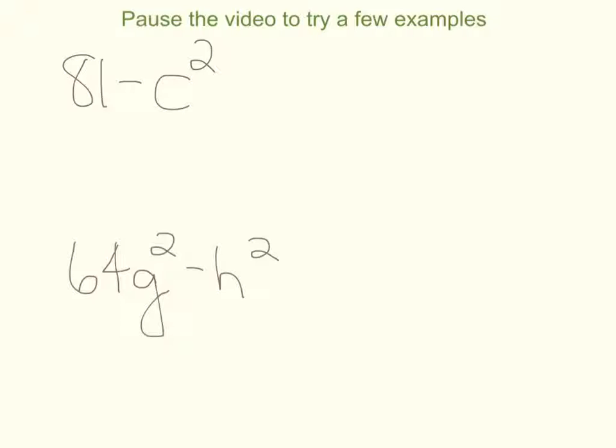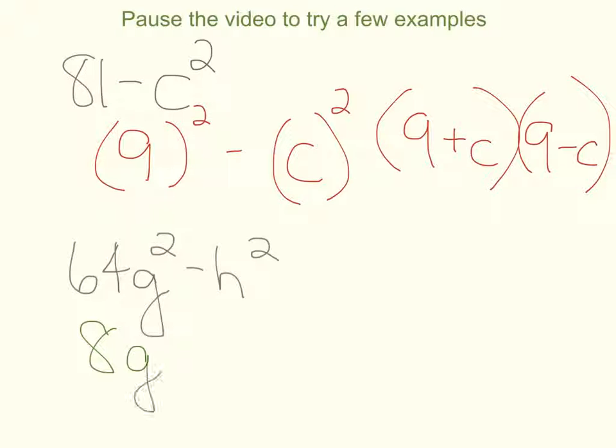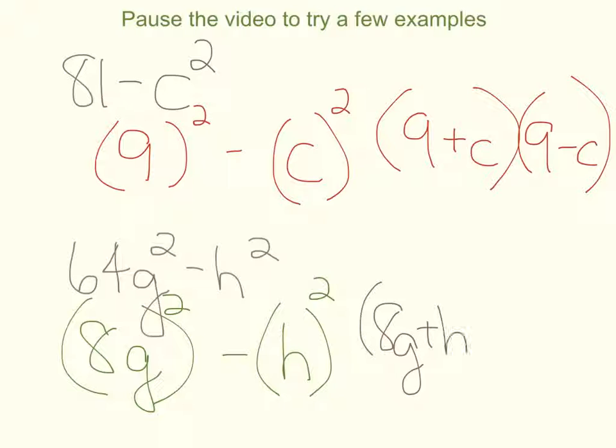For the first example, you have 81 minus c squared. So you want to take the square of each number. 81 would be 9 squared minus c squared. So you put both of those in a difference of squares. So we have 9 plus c times 9 minus c to get your answer. Then we have 64g squared, which would be 8g squared minus h squared. And then you do your difference of squares and you have 8g plus h times 8g minus h.